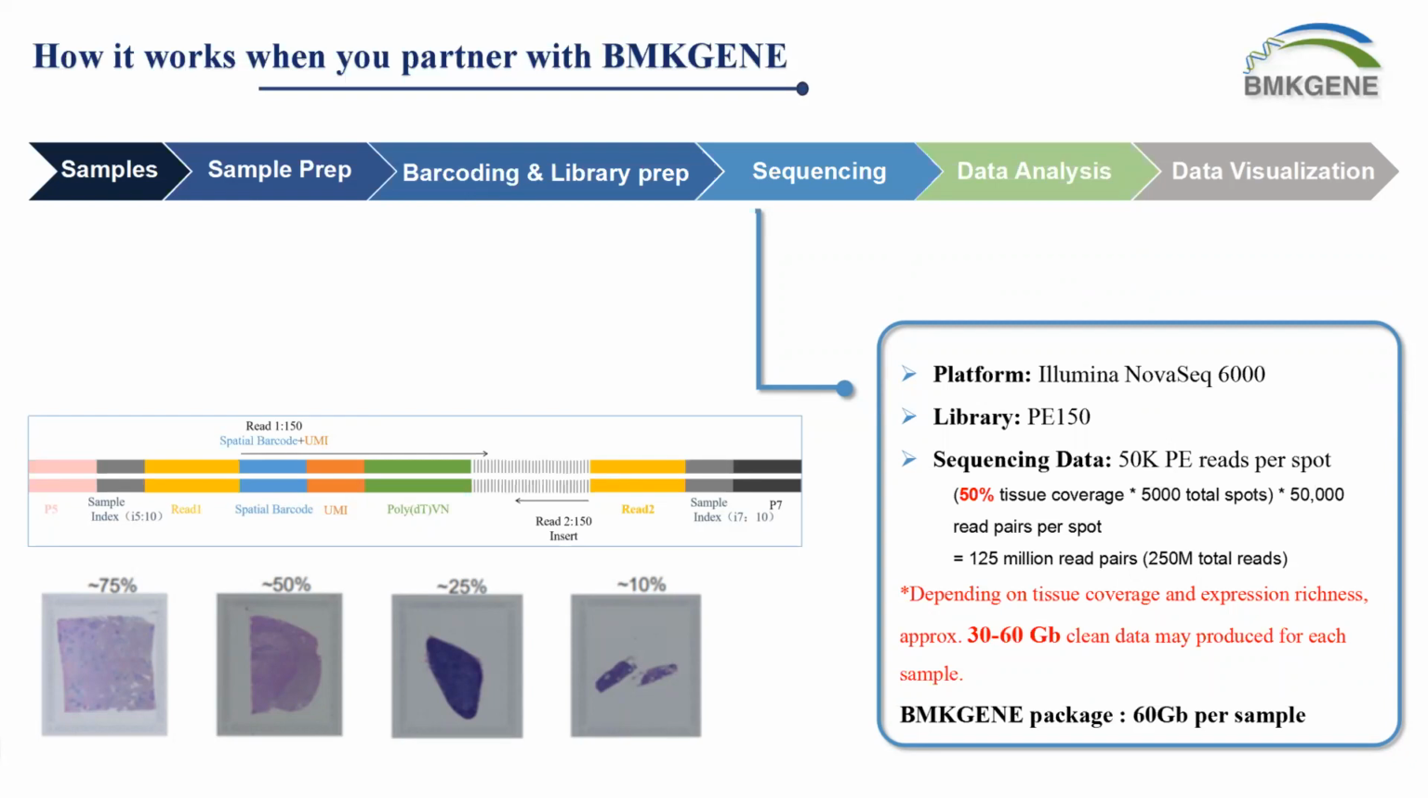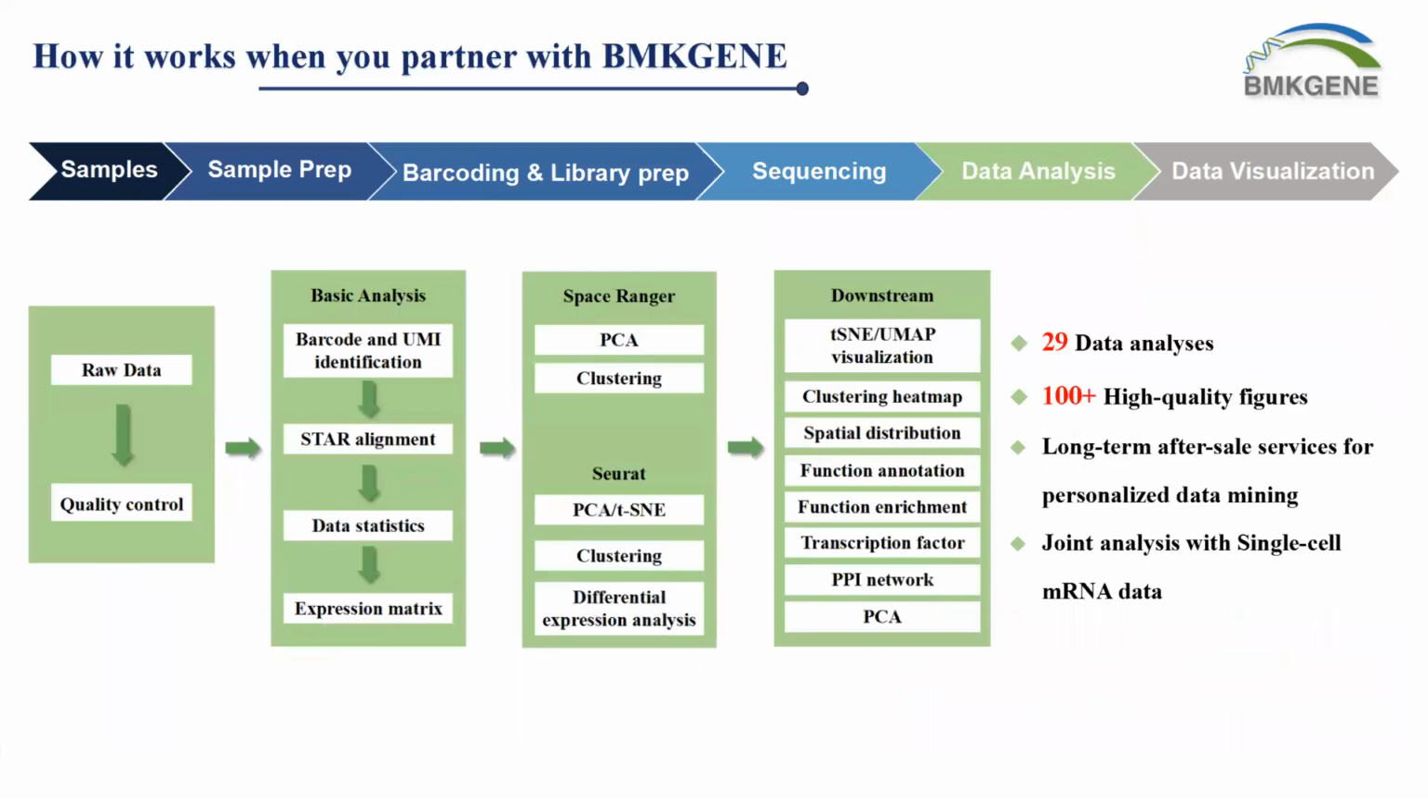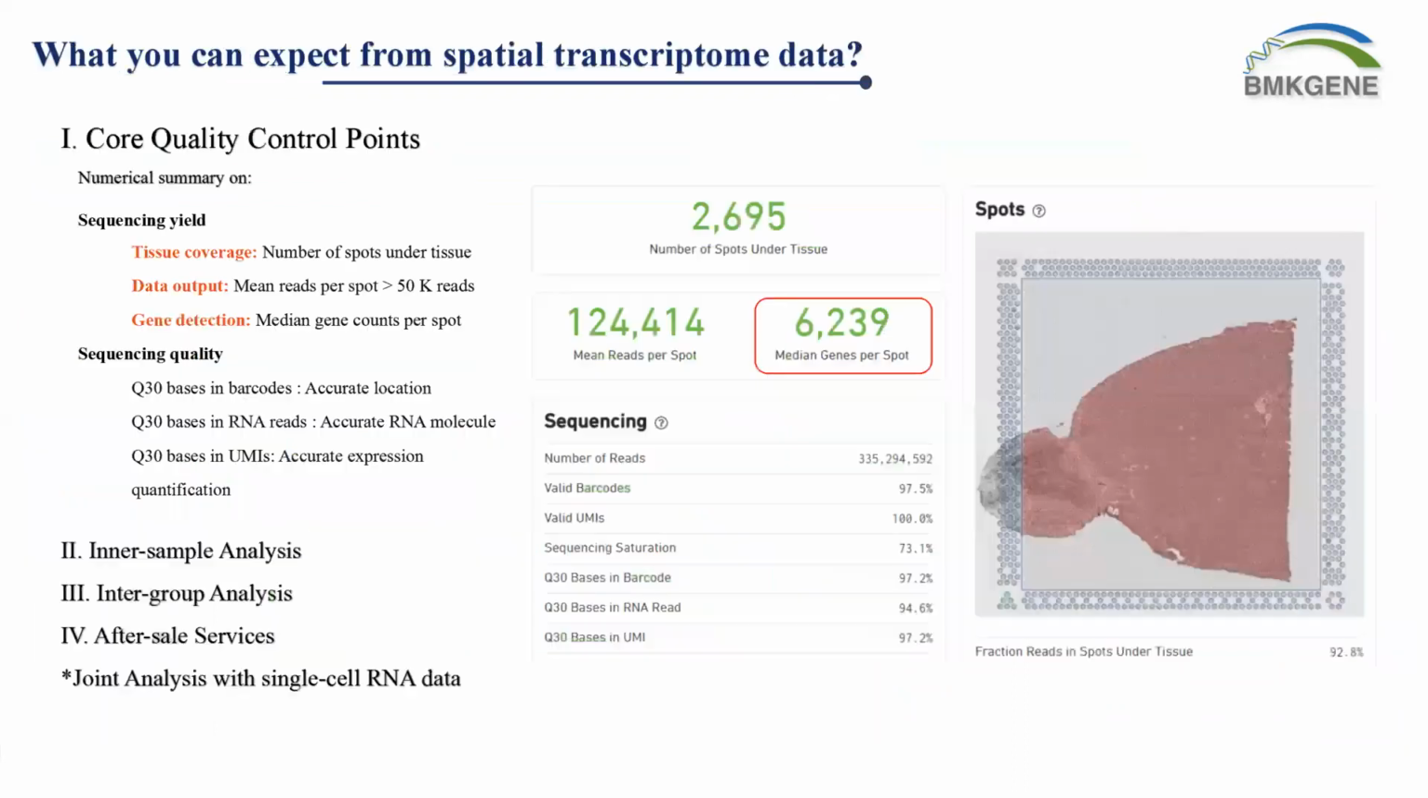Once we have this sequencing data, there is a standard data analysis pipeline built in our company, which consists of raw data quality control, basic analysis to give us the cell expression metrics, and then the downstream analysis that does the data mining. And I will give you more details here.